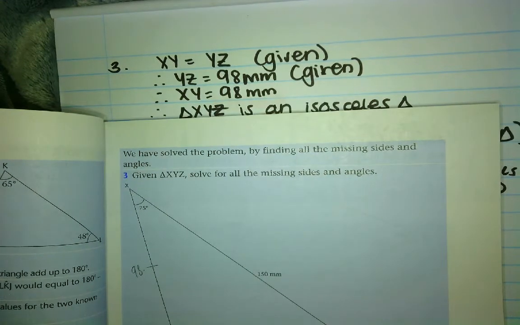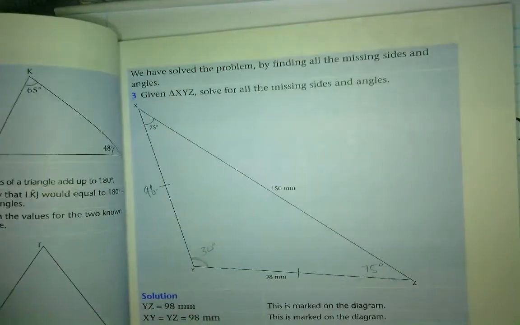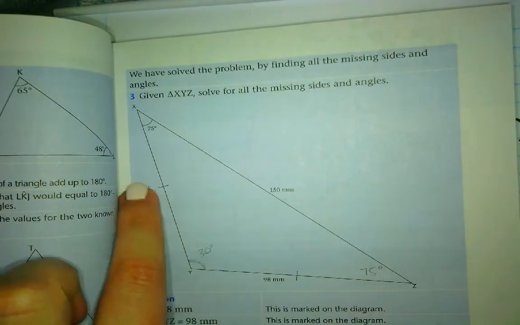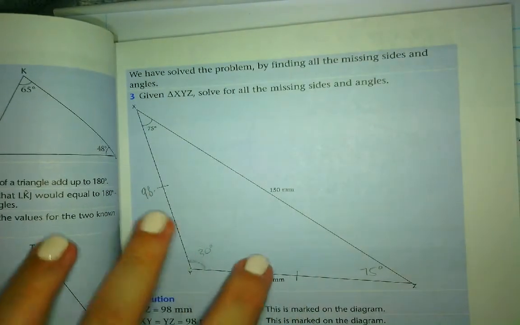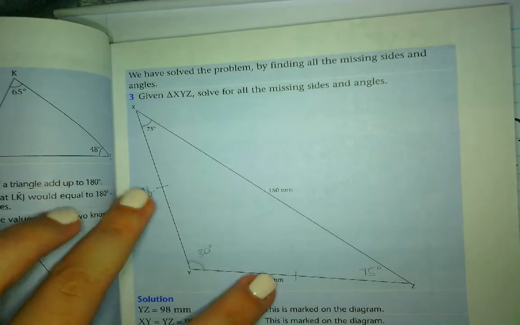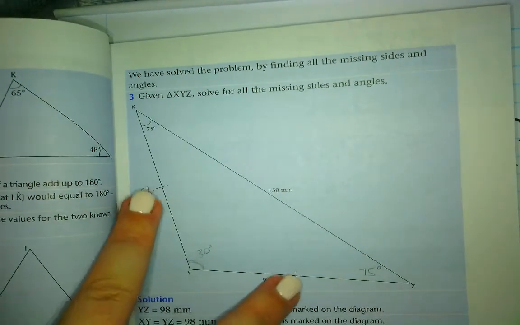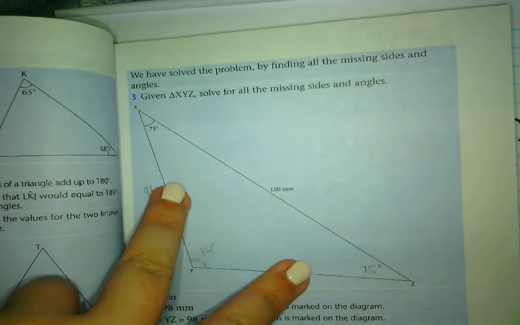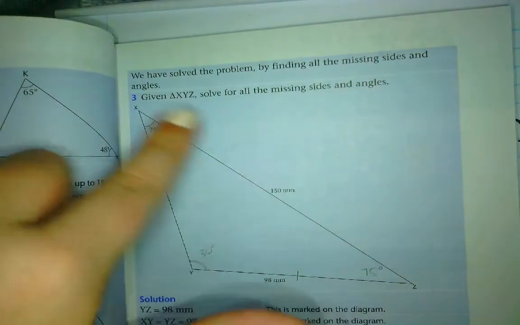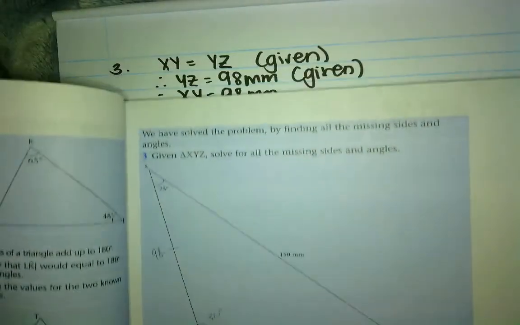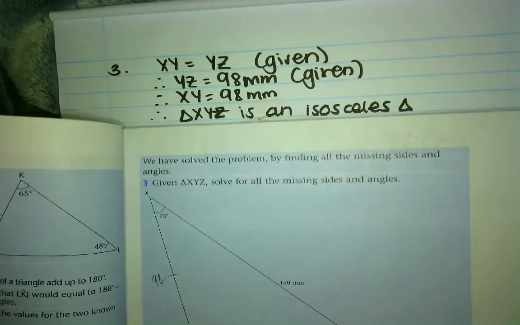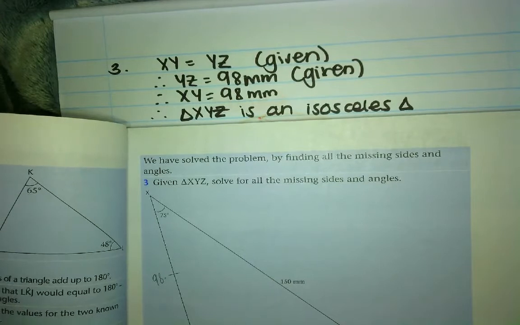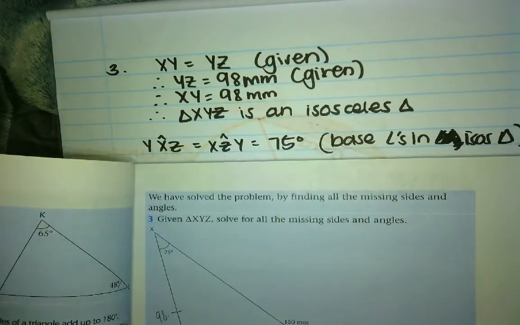Now because you found that these two sides are the same length, that then means it's become an isosceles triangle. You need to remember that. Because those two sides are the same, the two bottom angles are going to be the same. You need to remember that. That is a rule.